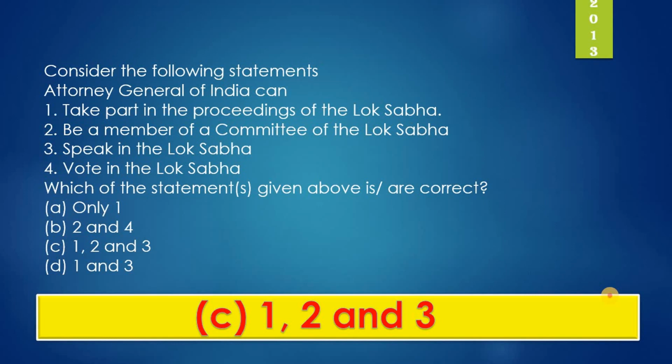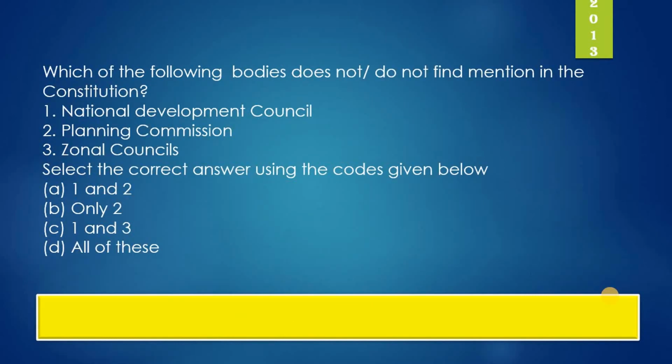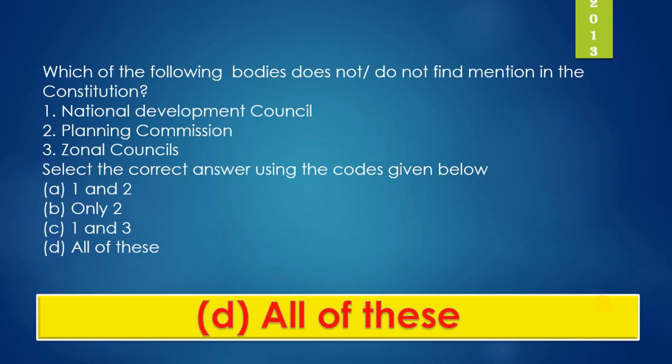Okay, next question. Which of the following bodies do not find mention in the Constitution? The bodies are the National Development Council, Planning Commission, and Zonal Council. So of these 3, which are not mentioned in the Constitution? The options are 1 and 2, only 2, 1 and 3, or all of these. Okay, so the answer is all of these. None of these bodies is mentioned in the Constitution.